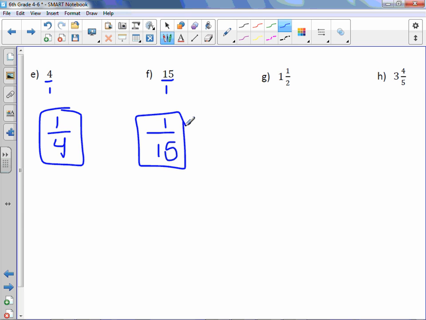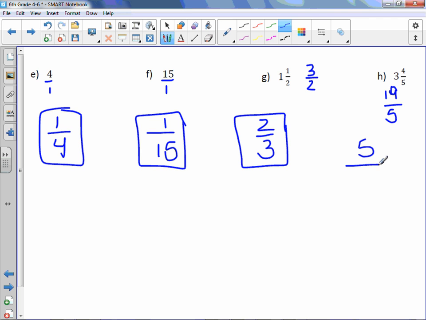When you have mixed numbers, you need to change them to improper fractions before you find the reciprocal. So 1 and 1/2, we have 1 times 2 is 2, plus 1 is 3. So this is 3/2, which means the reciprocal is 2/3. Letter H, 3 and 4/5. 3 times 5 is 15, plus 4 is 19. So this up here is 19/5. And the reciprocal of that is 5/19. So those are reciprocals.